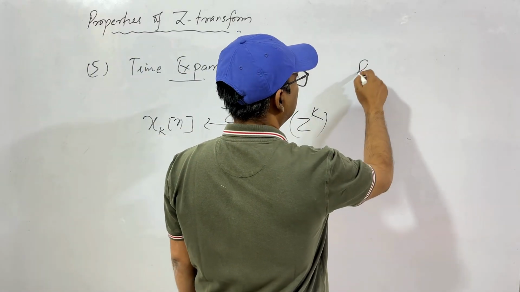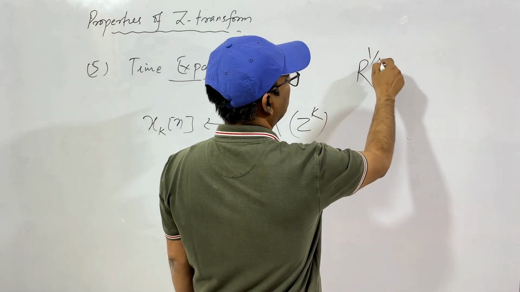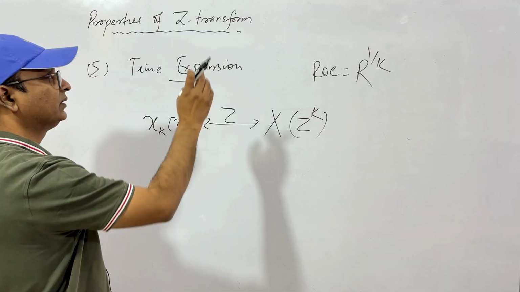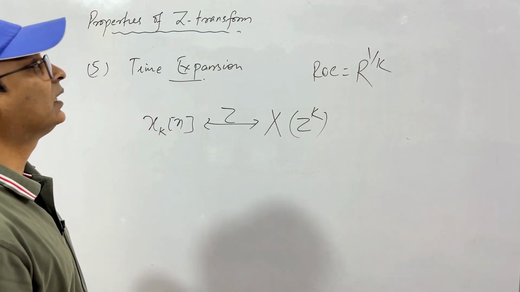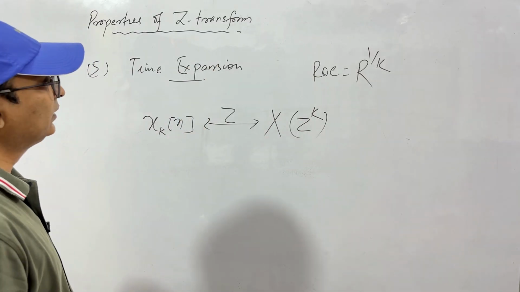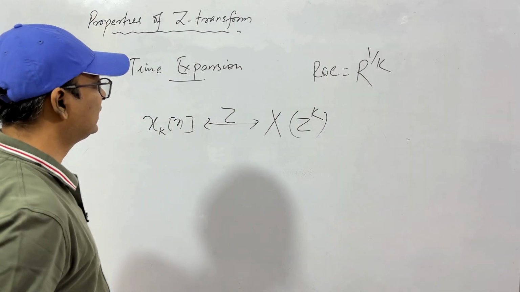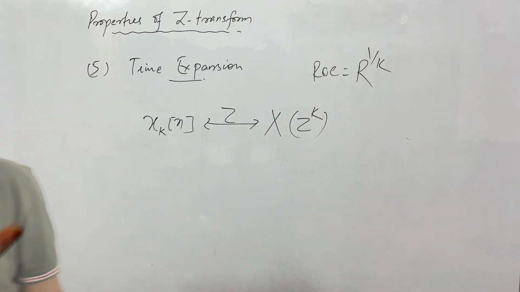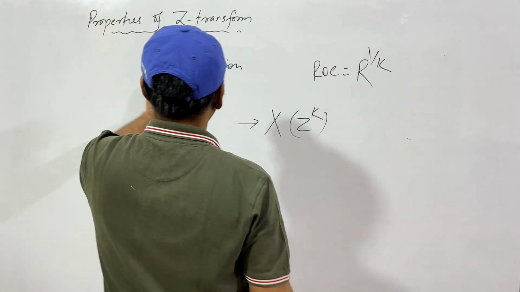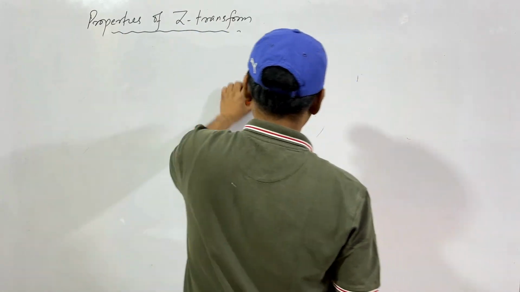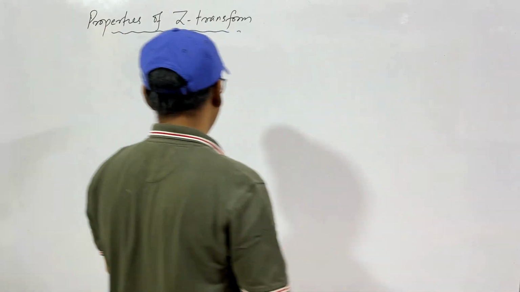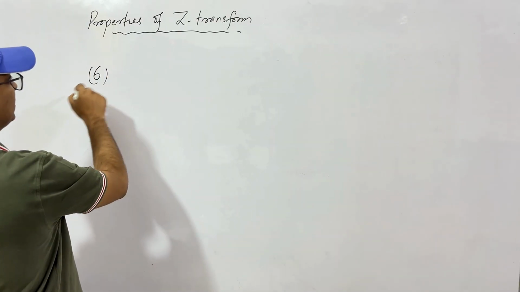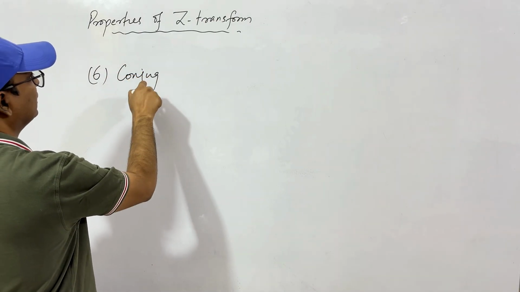And if the original region of convergence was R, now the region of convergence will be this. That is for the x[n], X(z) pair. If the region of convergence was R, this is R to the power 1 by k. Okay, we'll see examples. We'll understand what is this. This is very easy. This will make your problem solving very easy. Sixth is conjugation. You know what is conjugate? Complex number. x plus iy, x minus iy are conjugates. So this was property 5. So this is property 6, which is conjugation.